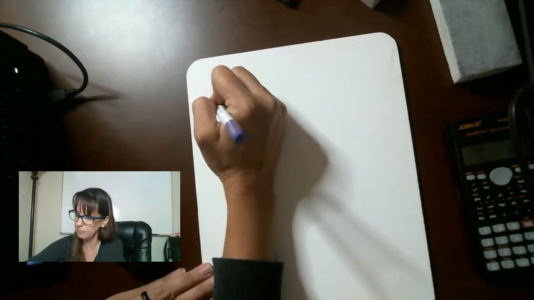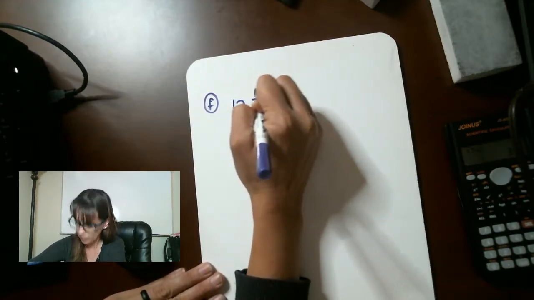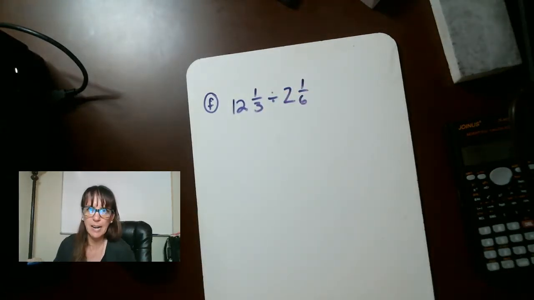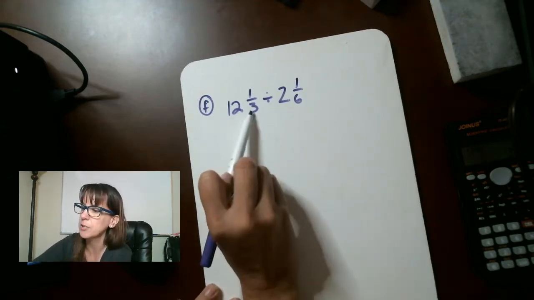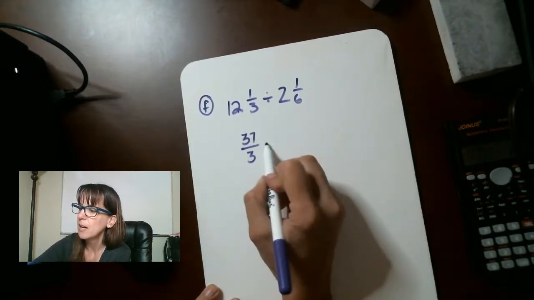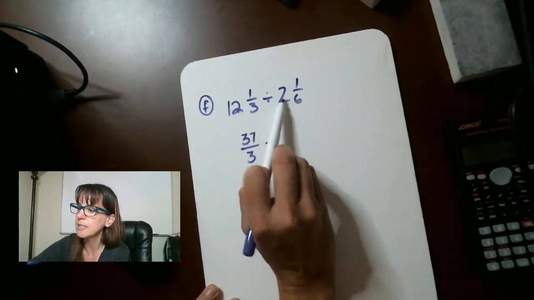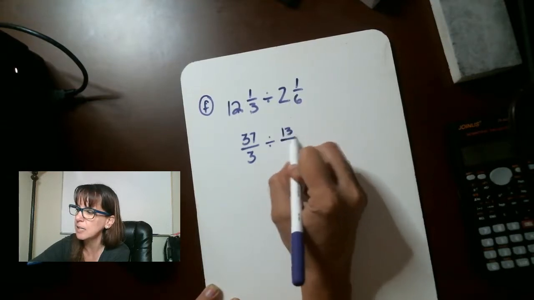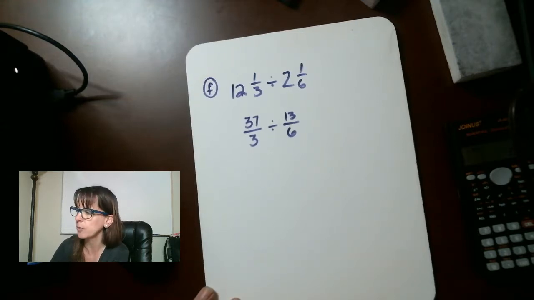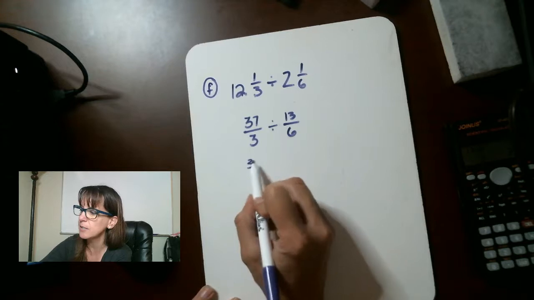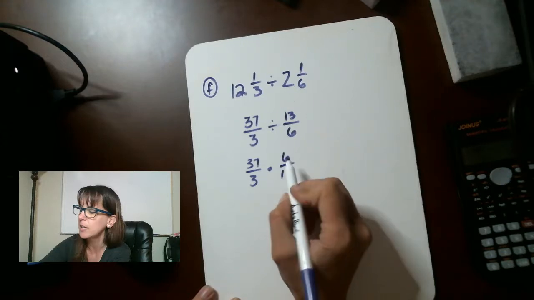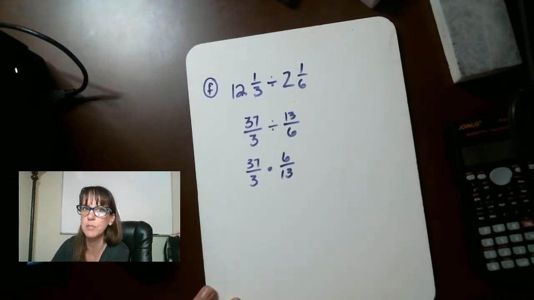So looking at F, we have 12 1/3 divided by 2 1/6. We're going to do first steps first. Let's get it out of that mixed number form and into improper fractions. 3 times 12 is 36, plus 1 is 37 over 3, divided by 6 times 2 is 12, plus 1 is 13 over 6. That's our new expression that we need to simplify. All right, so now we're going to take that and do 37 over 3. We're going to keep that. We're going to change this to multiplication. We're going to flip that last one to a reciprocal, okay?